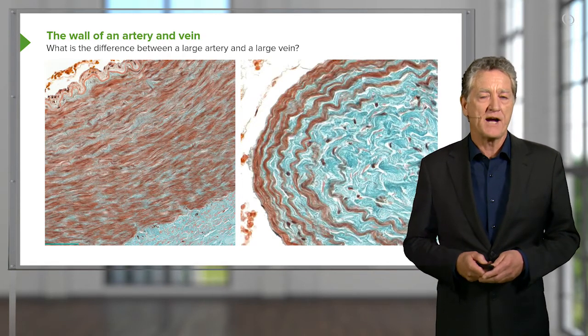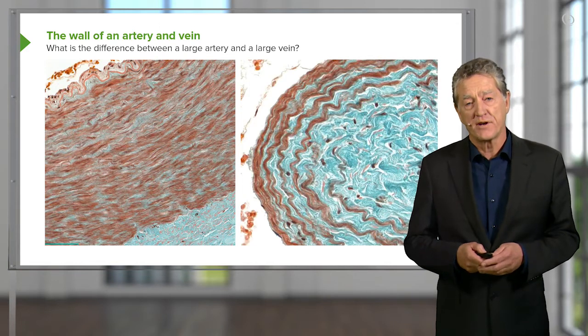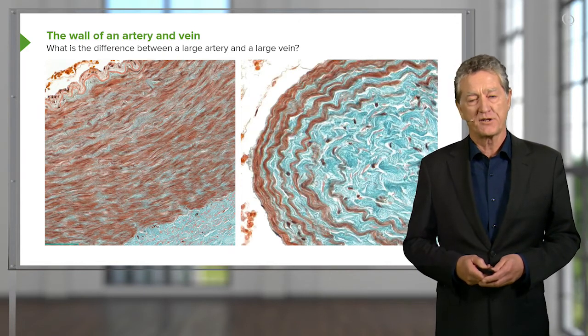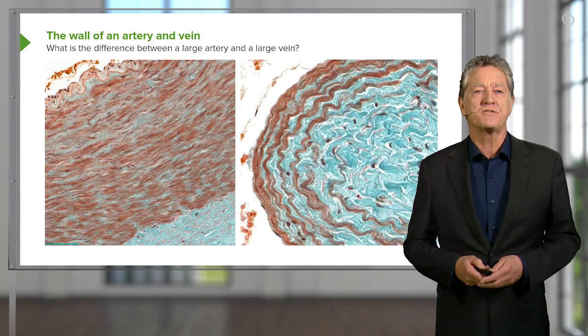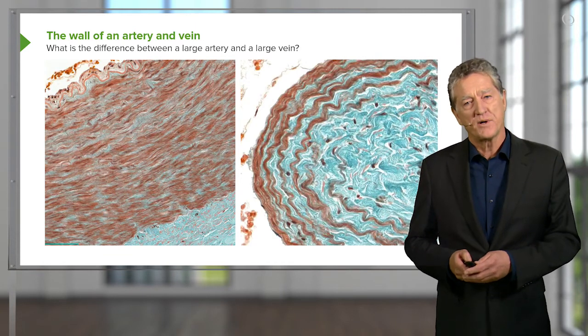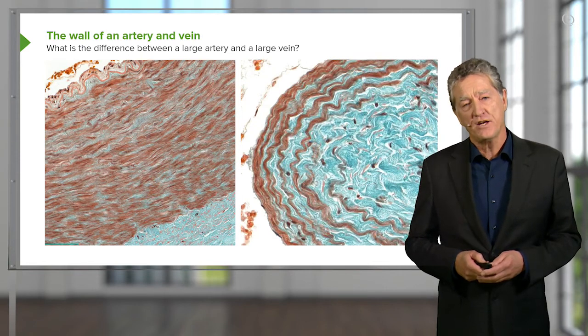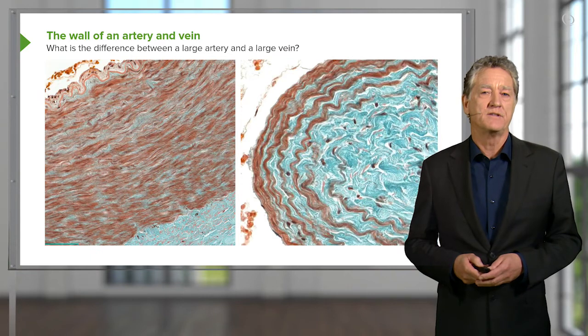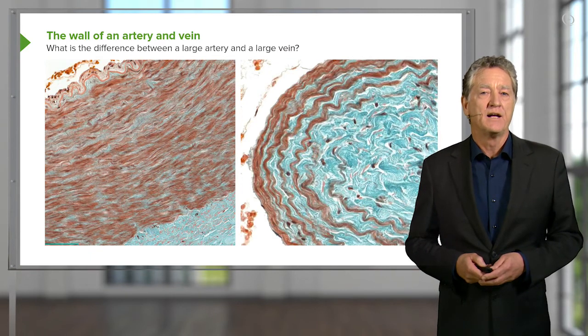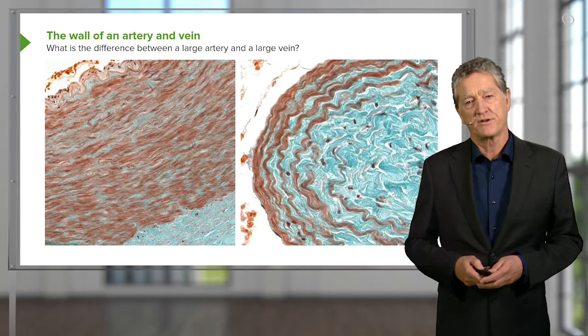So when you compare an artery with a vein, the artery is going to have a thick wall, particularly the tunica media. It's going to have a circular profile because of the pressure inside it. The corresponding vein is going to have a much thinner wall and also going to be more collapsed because it's working under a very low internal blood pressure.